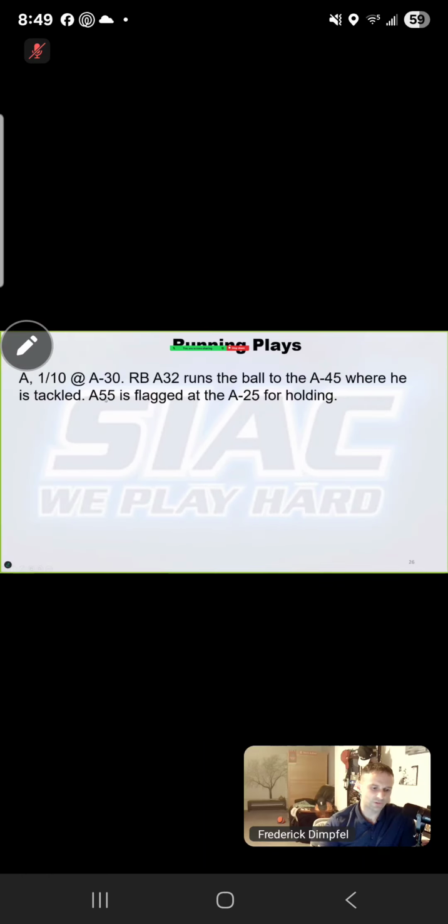That's a great play. Now we got A55 flagged for holding at the A25. So I'm immediately going into comparing these different spots. I got the previous spot, I got the end of the run, I got the spot of the foul. You got a foul by the offense, and it's behind the previous spot.